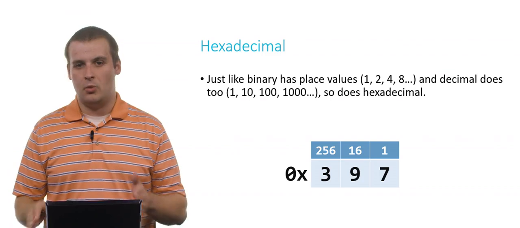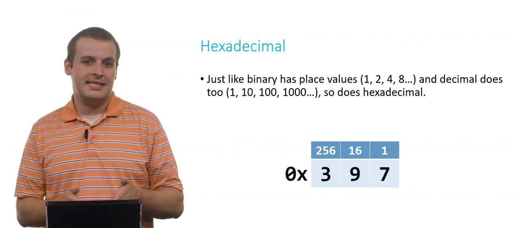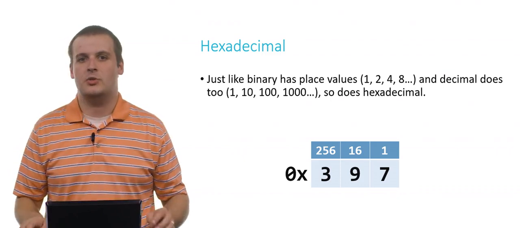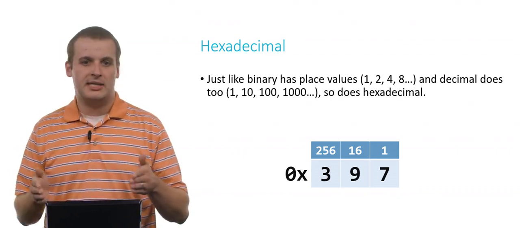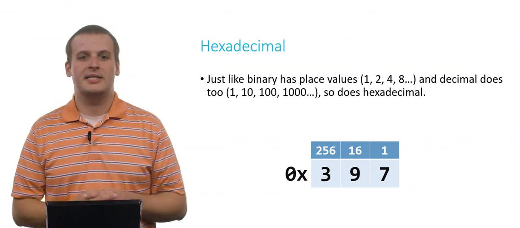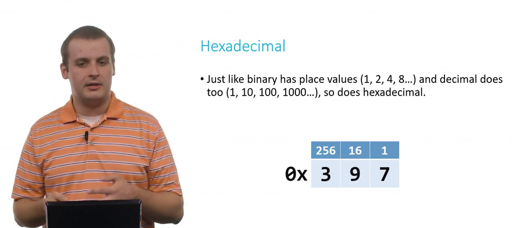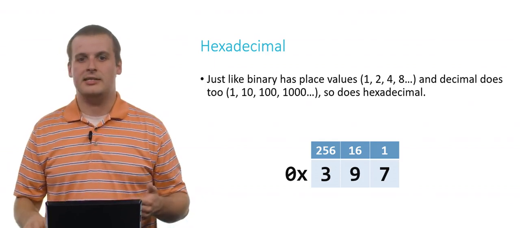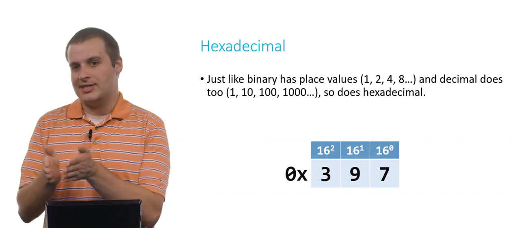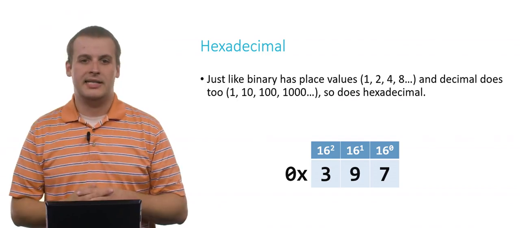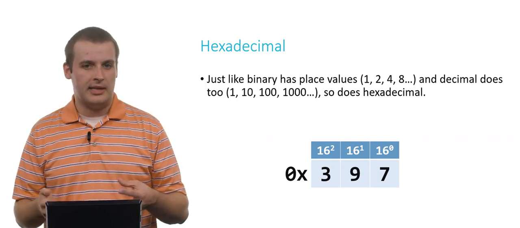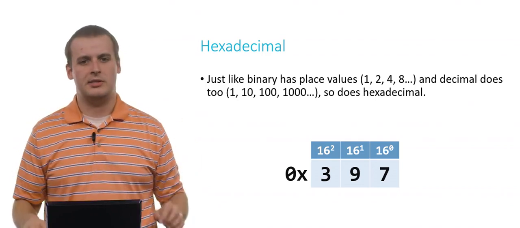In fact, the place values here would be the 1's place, the 16's place, and the 256's place, which correspond to our idea of a ones place, a tens place, and a hundreds place if the number was 397. But since it's 0x397, we have a ones place, a 16's place, and a 256's place. Or a 16 to the 0 place, which is 1, a 16 to the first power place, 16, a 16 squared place, 256, and so on and so on and so on.